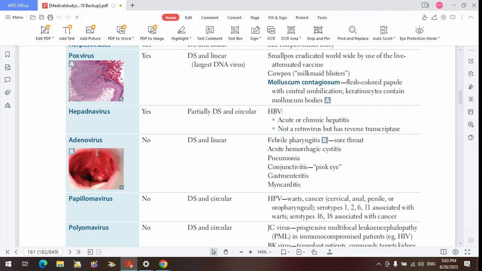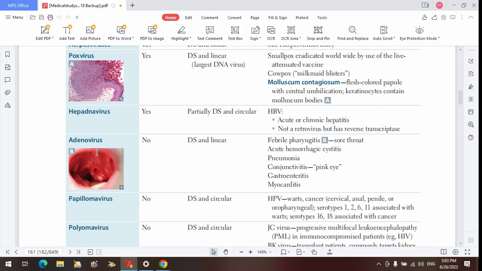Now let me mention one thing about adeno. Once they mention adeno, one thing that should come to your mind, although it's not high yield, is pink eye. The most common viral cause of pink eye, conjunctivitis, is adeno. You can never be wrong. Adeno is a serious virus that is implicated in causing pink eye conjunctivitis.